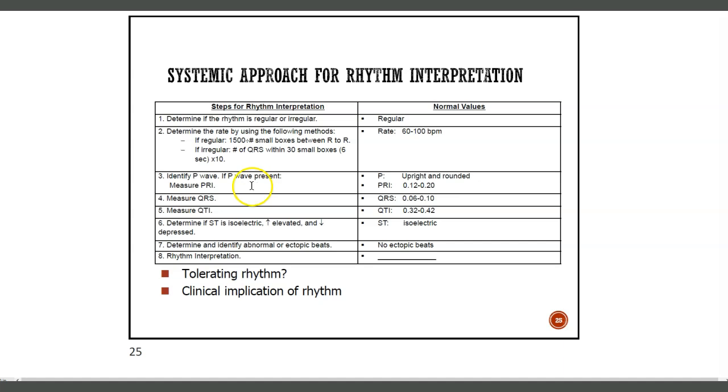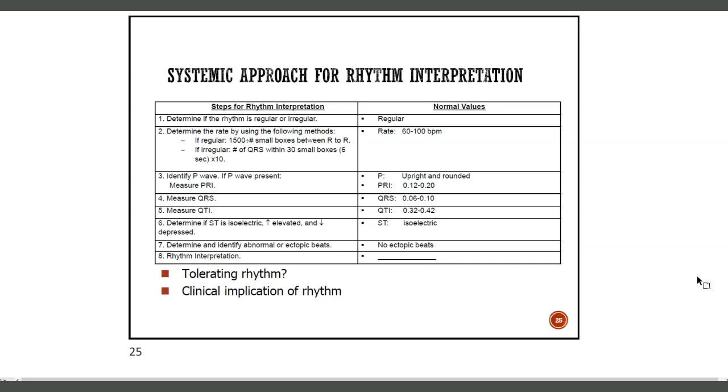Next is identifying the P wave. If the P wave is present, then we measure the PRI. The P wave needs to be upright and rounded. So it needs to be present, and if it's present, it needs to look a certain way. And then once we identify that, we measure the PRI, which should be 0.12 to 0.20.